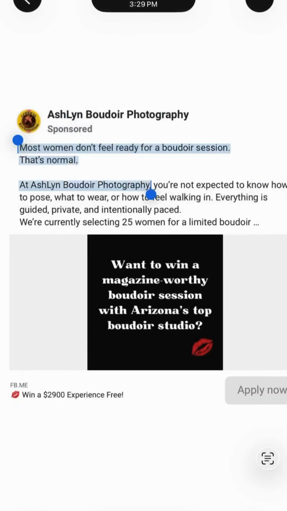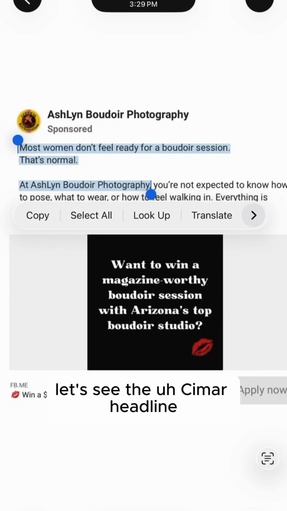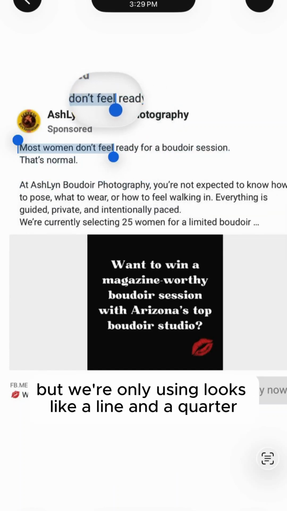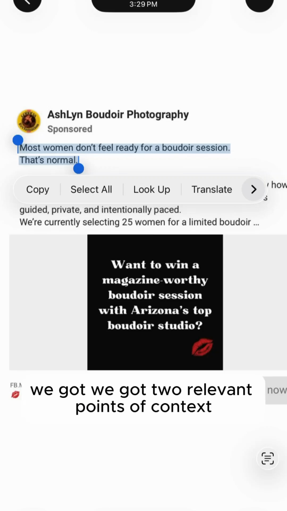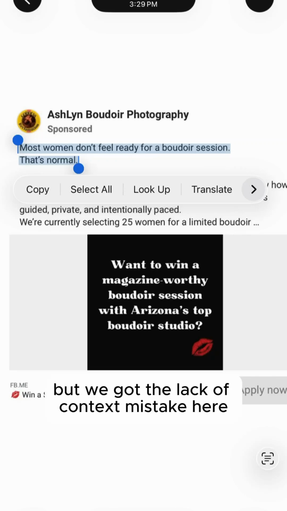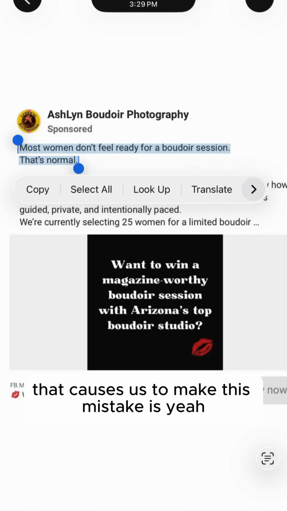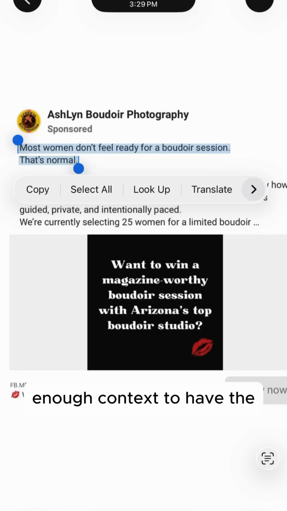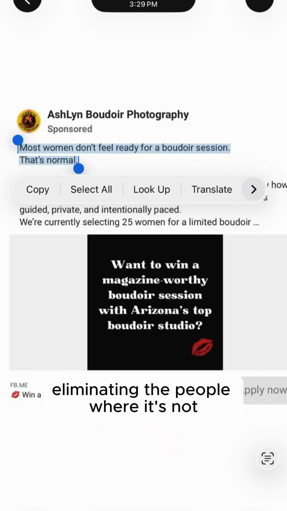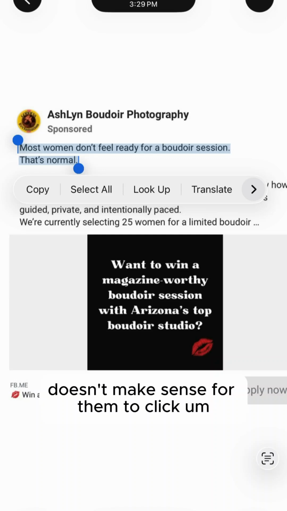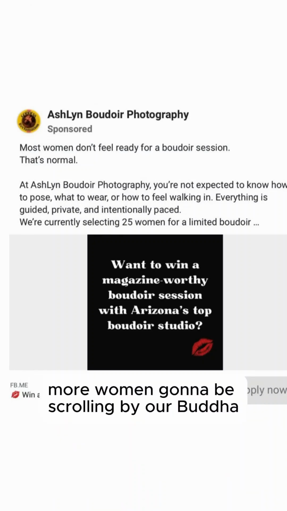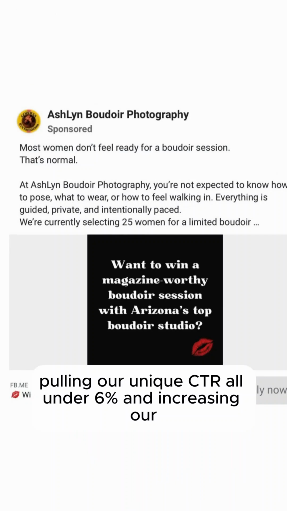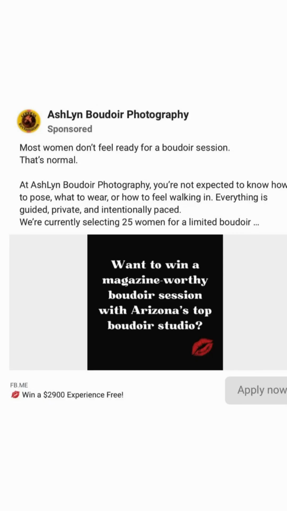Yep. And let's see, the headline. We got the first 2 3/4 lines in the Facebook newsfeed on mobile, but we're only using a line and a quarter. Most women don't feel ready for a boudoir session. That's normal. All right, we got two relevant points of context, but we got the lack of context mistake here. The false belief that caused us to make this mistake is, yeah, we feel we got enough context to have the maximum optimized number of correct women clicking through, eliminating the people for whom it doesn't make sense to click. But we did not achieve that here. We're missing a lot of context. So the consequence is way more women are gonna be scrolling by our Boudoir Facebook ad than normal, pulling our unique CTR under 6% and increasing our probability of having BLCS, Boudoir low click syndrome.